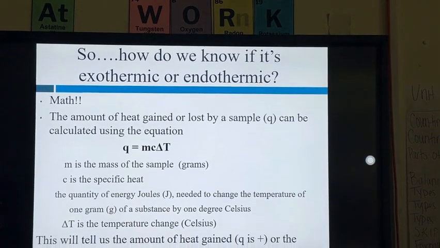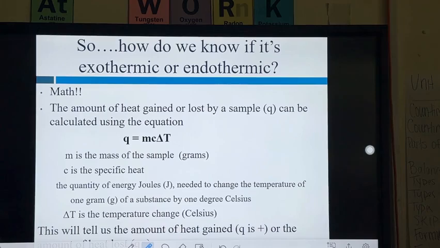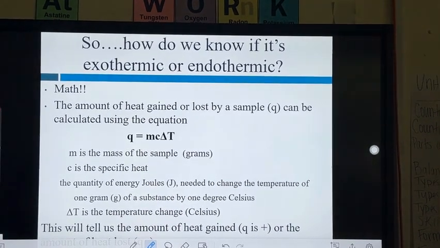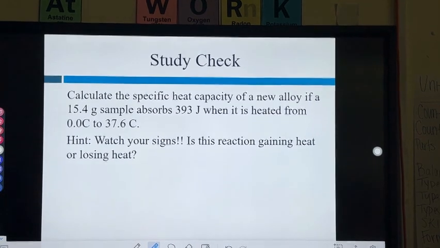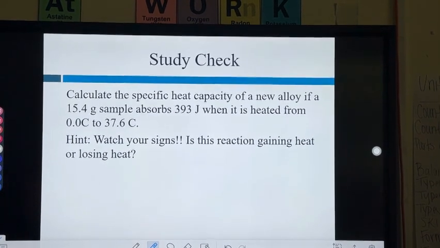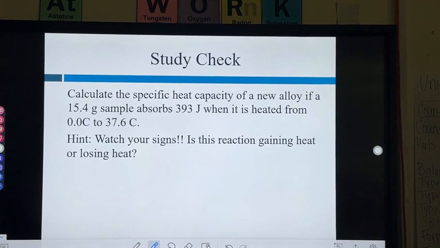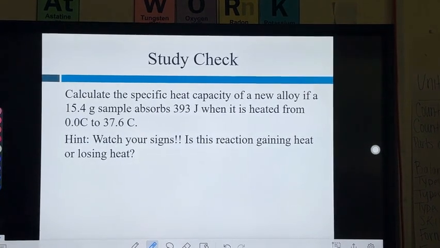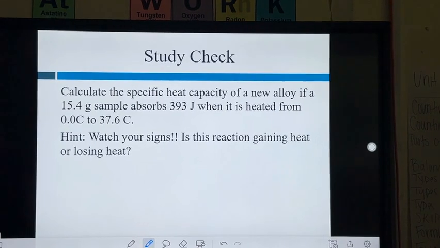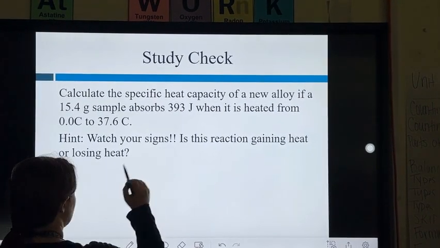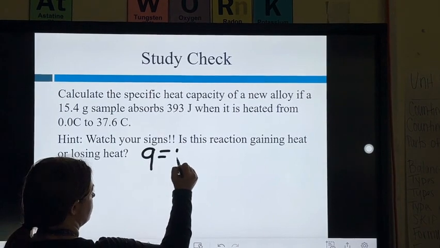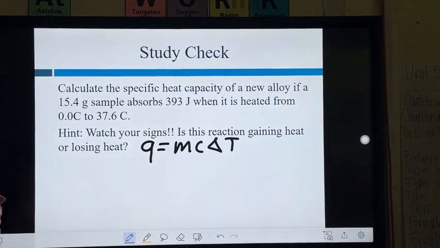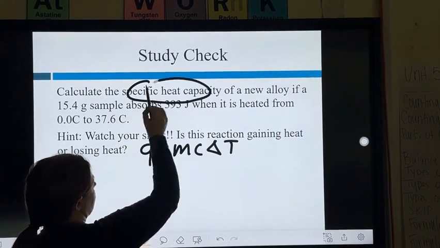All right, so we're going to do a couple practice problems, and we're going to solve for Q, so make sure you have a calculator, something to write with. So we're going to calculate the specific heat capacity of a new alloy if a 15.4 gram sample absorbs 393 joules when it is heated from 0 degrees Celsius to 37.6. Just a reminder, our formula is Q equals MC change of T. So in this equation, we're solving for specific heat capacity.